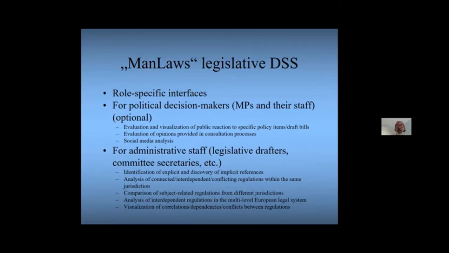Of course, I can't go into detail here, but I'm open to your questions and to a later discussion about to what extent we achieved this aim. Of course, as is the case in any project, we achieved this aim only to a certain extent.